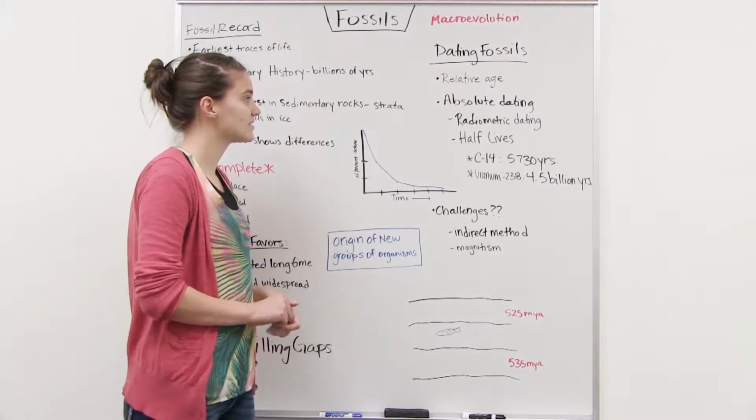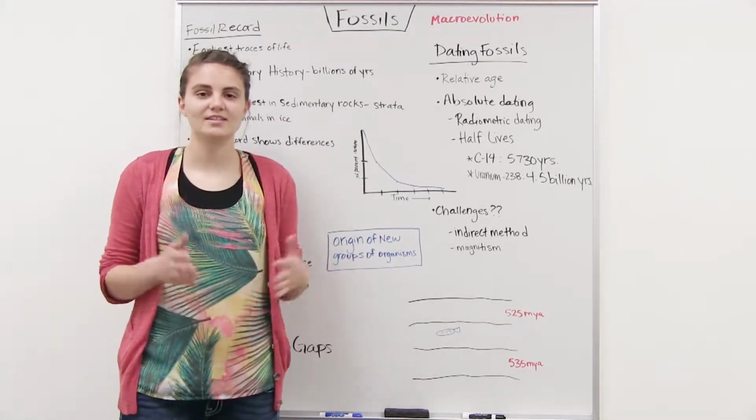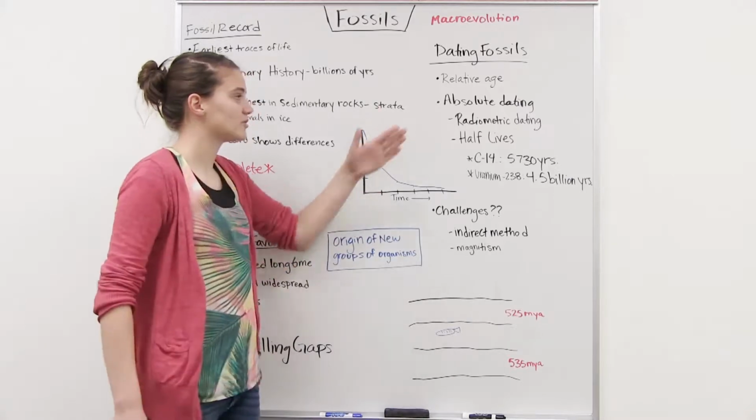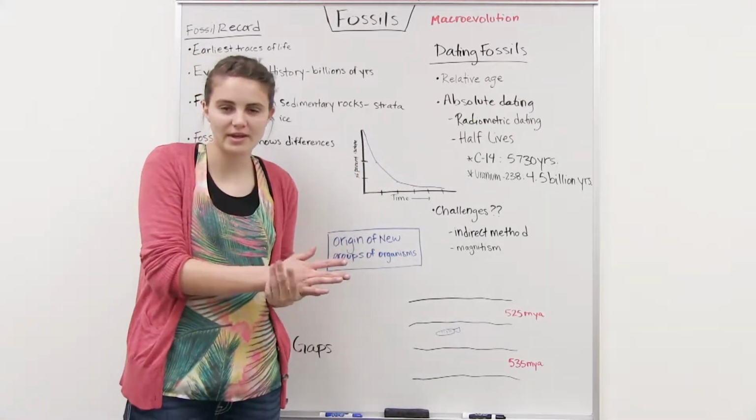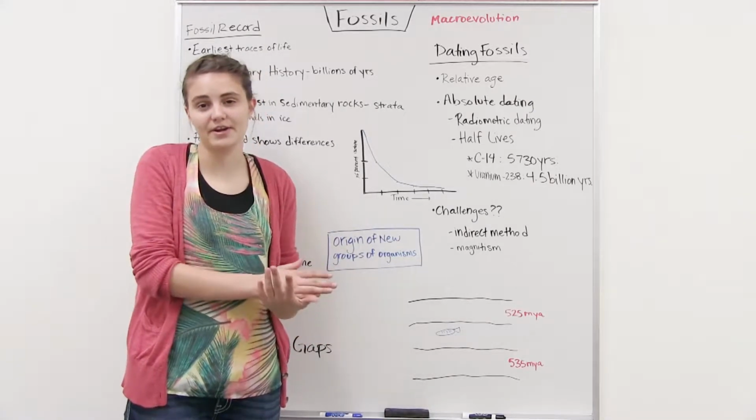But sometimes that's not good enough and we want something more precise. And so that's where absolute dating comes into play. But be wary of the word absolute. It doesn't mean that we have pinpointed how old this thing is on the very year.